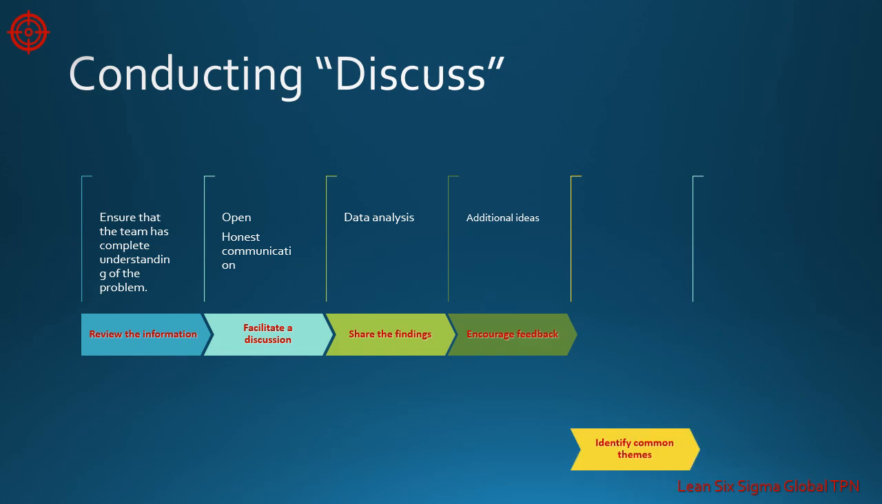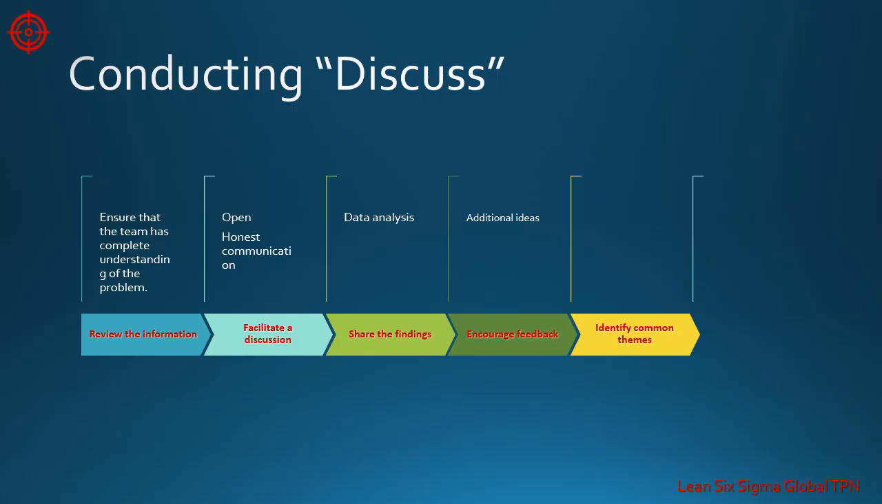Okay, and then we identify common themes and areas of agreement. As the discussion progresses, identify common themes and areas of agreement among the team and stakeholders. This can help to identify potential root causes of the problem.